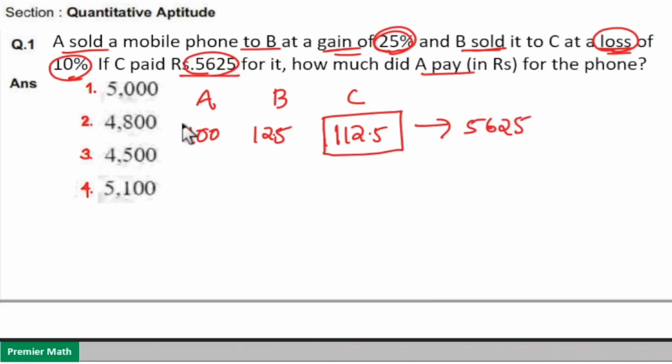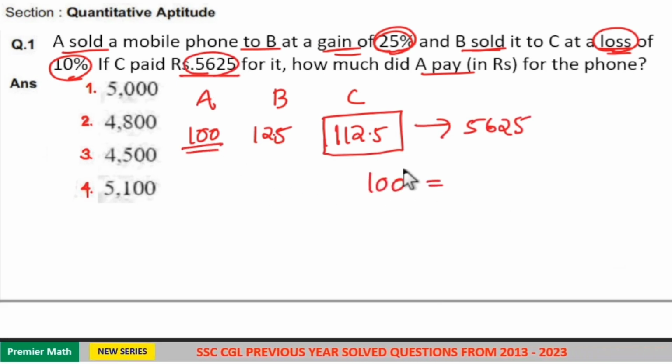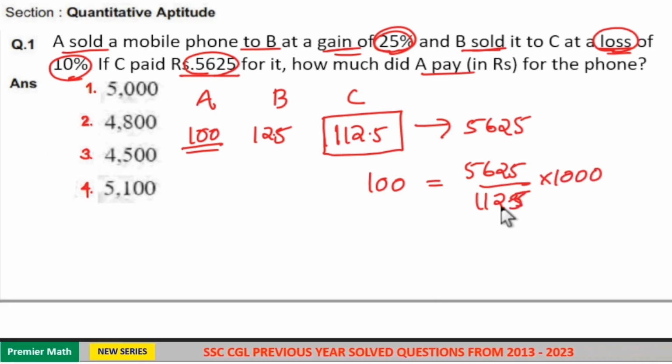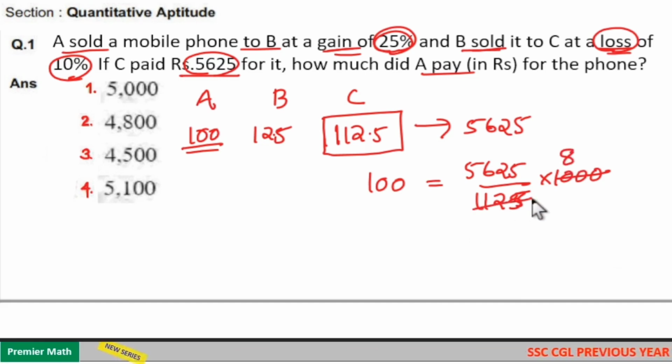5,625. Now we need to find out what is 100 rupees. So here 100 rupees is equal to 5,625 divided by 112.5 into 100. Now to remove this point, I will multiply 100 with 10. Now 250 goes 4 times in 1000. So 125 goes 8 times in 1000. Here 125 goes 9 times in 1125.